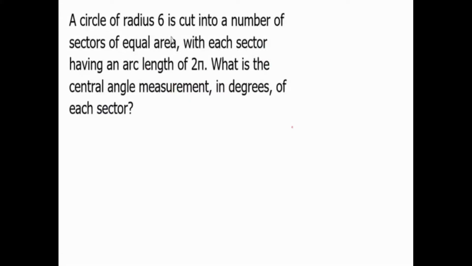A circle of radius 6 is cut into a number of sectors of equal area. Let's see what that means. We have a circle whose radius is 6 units. So r is equal to 6.